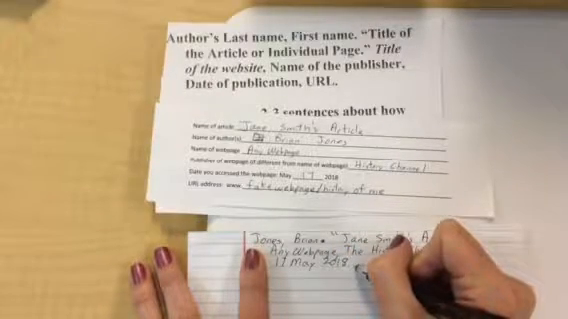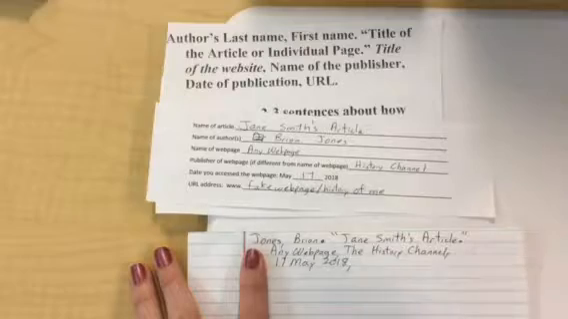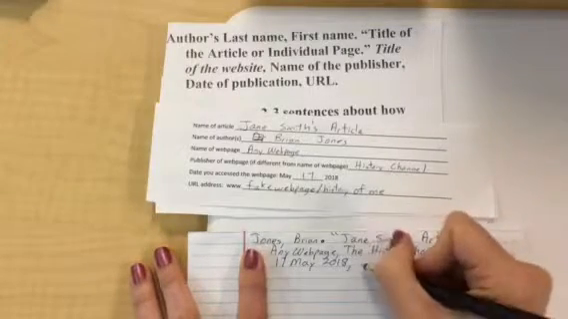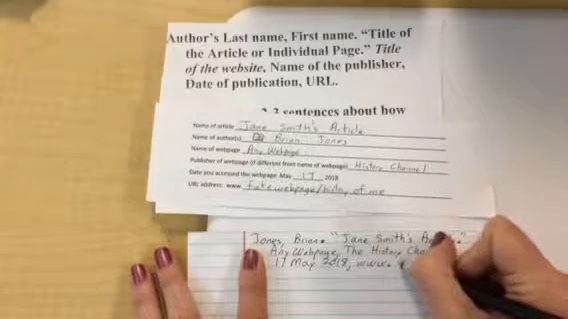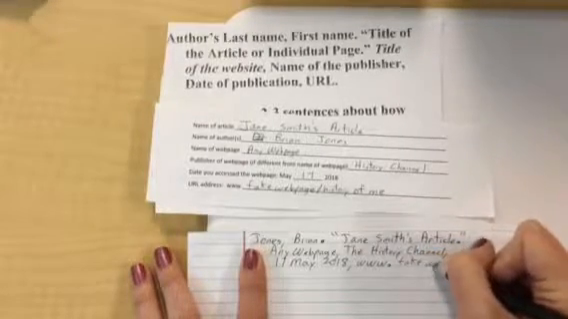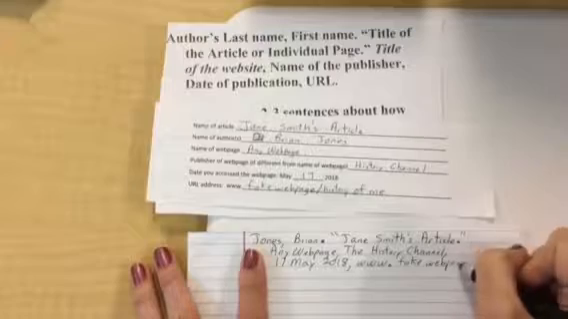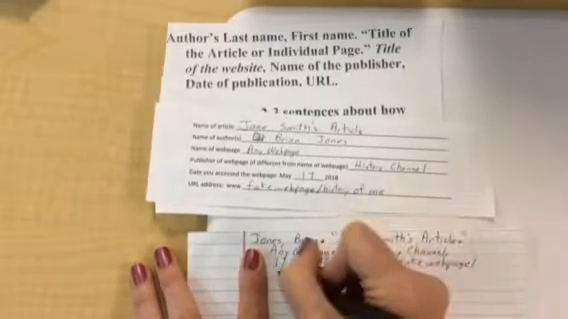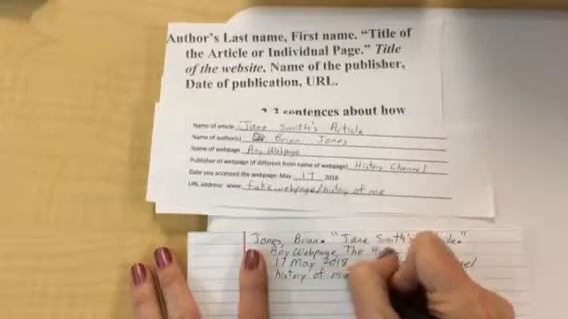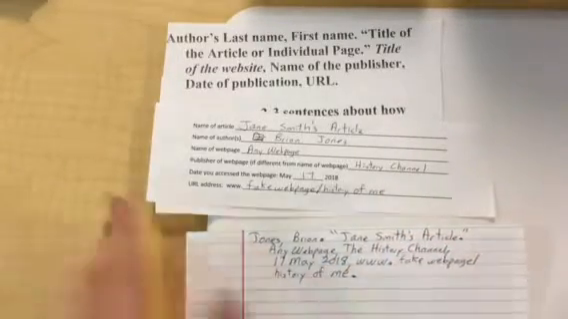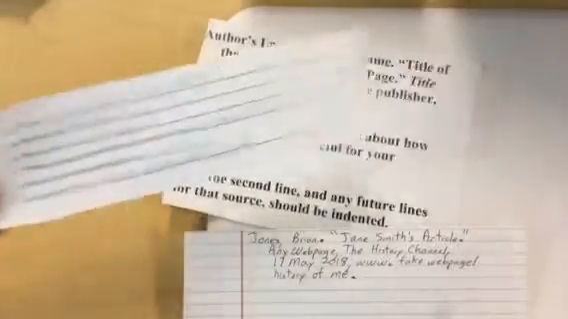Then after the date of publication, you have a comma, and then the URL. That's the www part. www, and this is going to be fake web page, slash, history of me, and then a period at the very end. So now you can put that information aside.